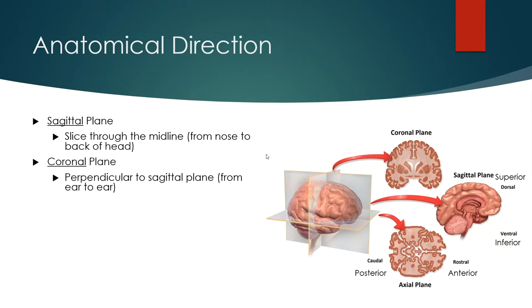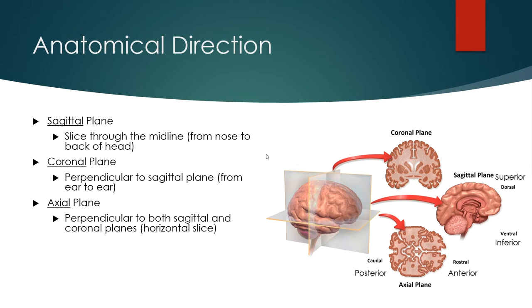The coronal plane is perpendicular to that plane. It actually goes through the ears this way. And so you can move from front to back when you're looking at things in the coronal plane. And then the axial plane is perpendicular to both of those. That's a transverse plane. It's horizontal. So it cuts through the middle of the face this way. And you can go up and down with that one.